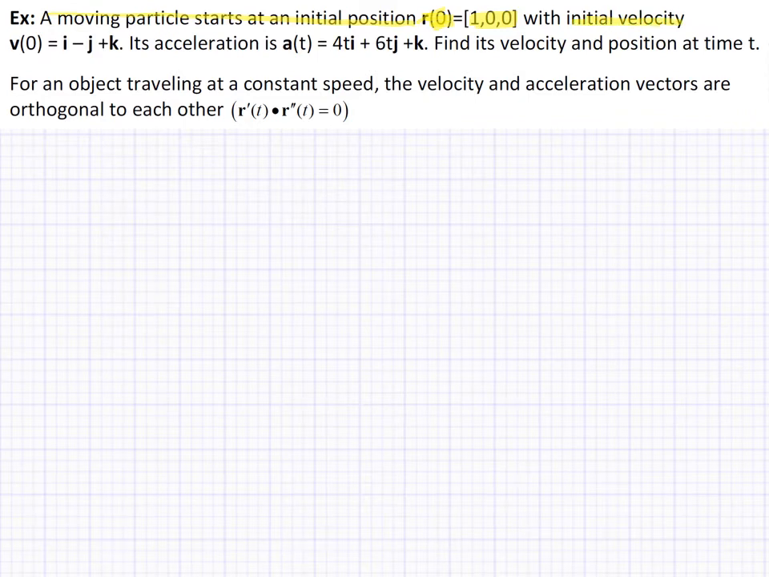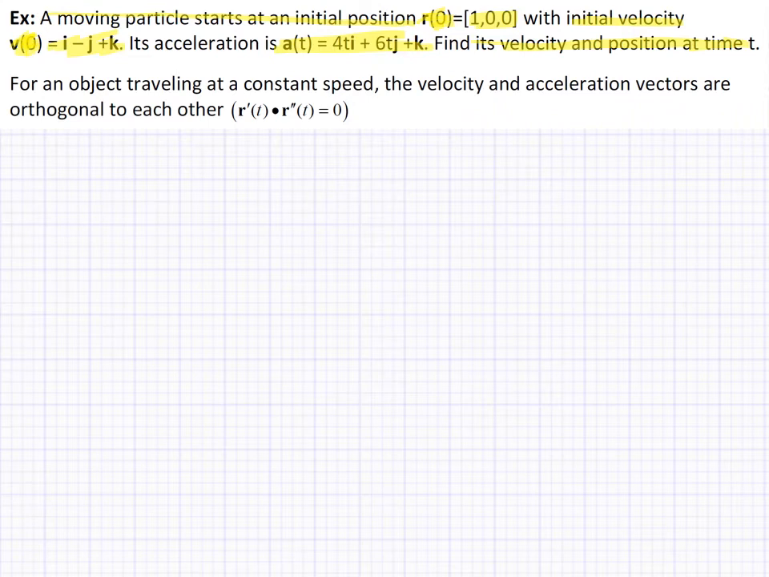And it also has an initial velocity, so when time is 0, that's why the 0 is here inside this velocity vector, but the initial velocity is i minus j plus k. So I did that one in ijk notation, and did the other one in bracket notation. No real reason. All right. Its acceleration vector is given by 4t i plus 6t j plus k. So find its velocity and position vectors at time t.